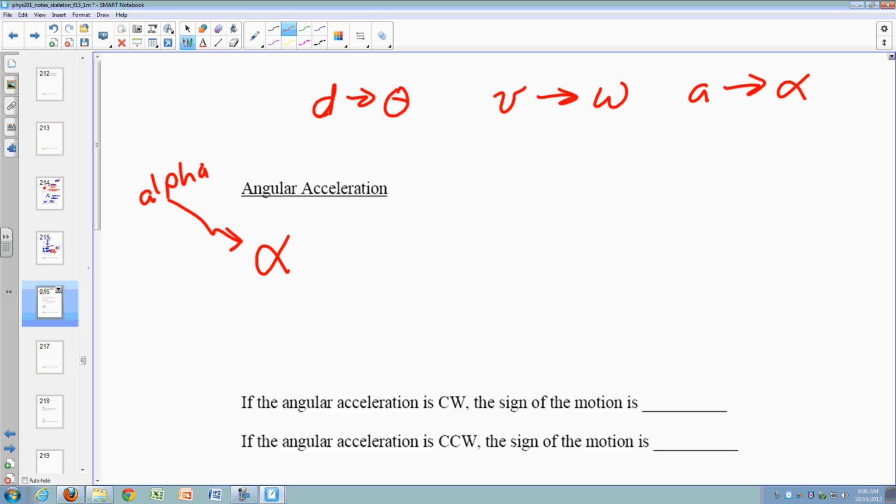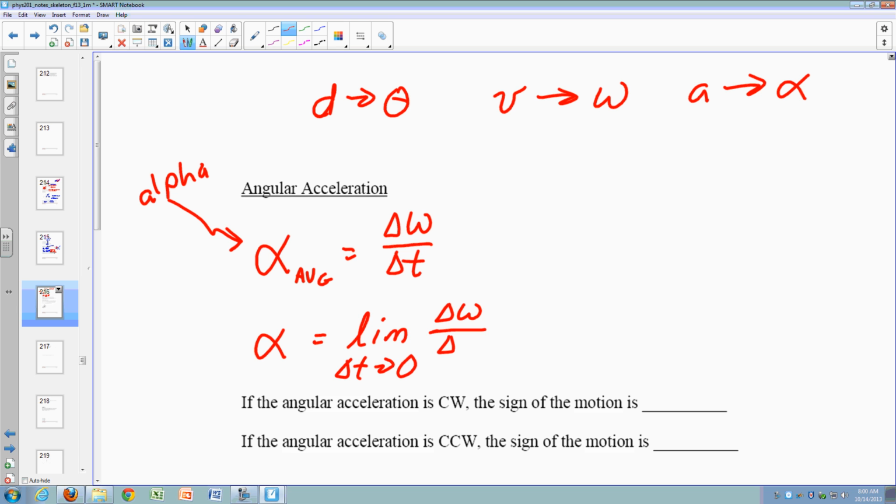Our angular acceleration, just like with velocity, we can define in 2 ways. The average is delta omega over delta t, omega final minus omega initial over the change in time. And then our instantaneous is the limit as delta t approaches 0 of our average. And that's the definition of what? Derivative. Whenever I let that denominator get really, really small and take the limit, that's just the derivative, so d omega dt. And that's alpha.